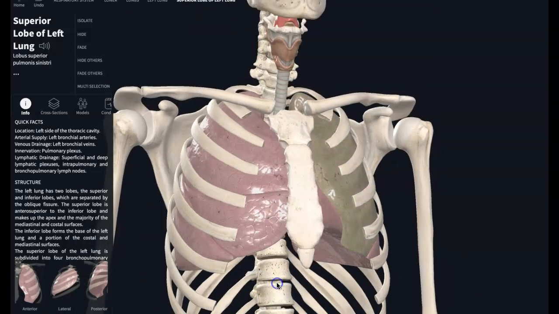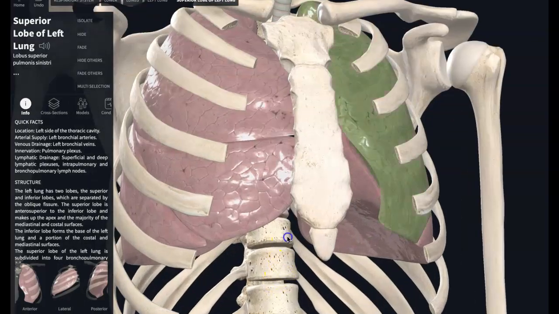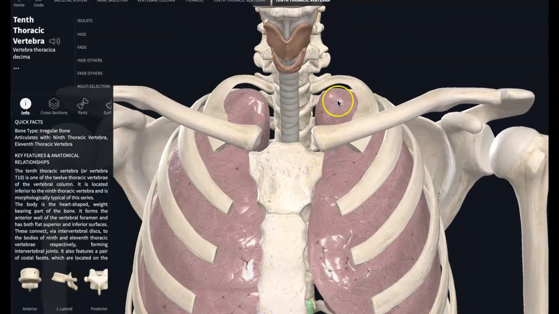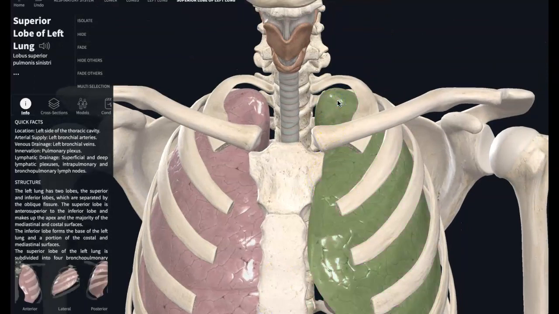The apex of the lungs, meaning the superior border or the top of the lungs, is located 3 centimeters superior to the medial third of the clavicle. So if you divide the clavicle into thirds, here's about the medial third, and here's the apex of the lung.